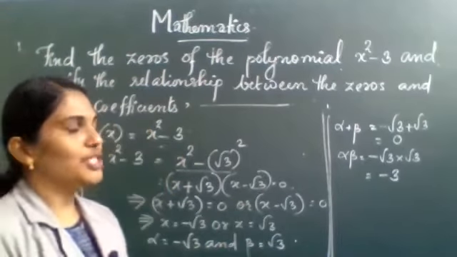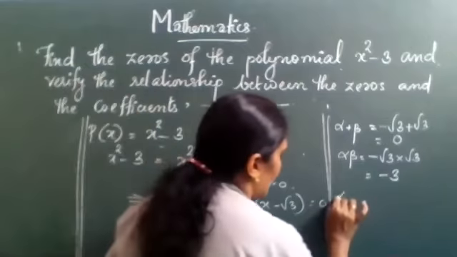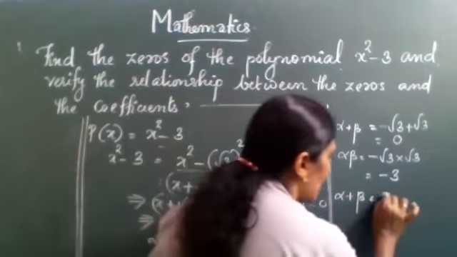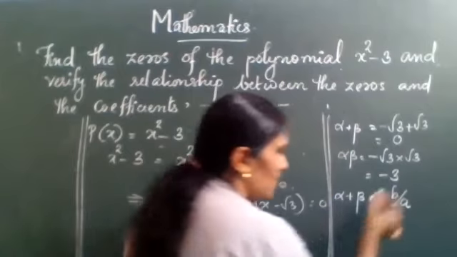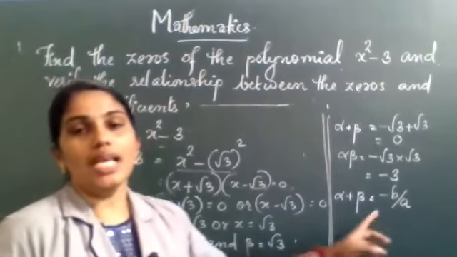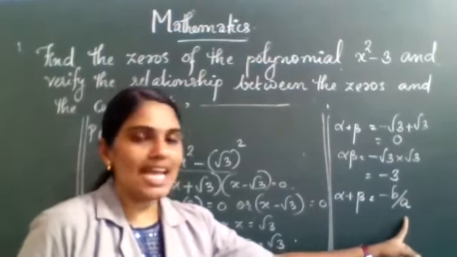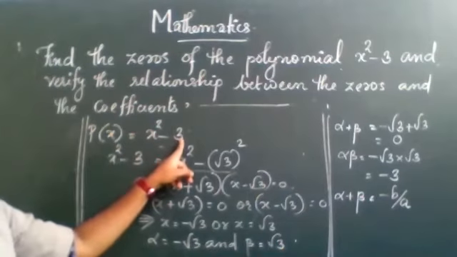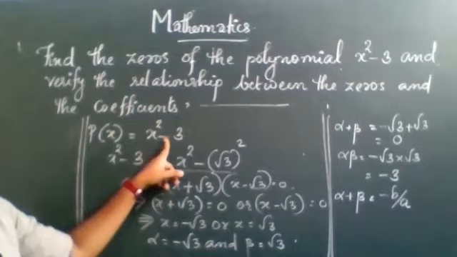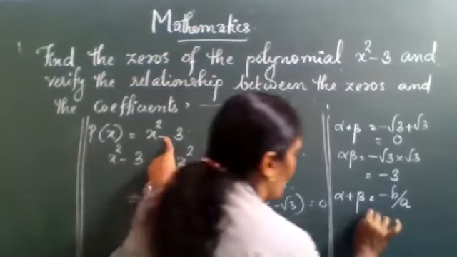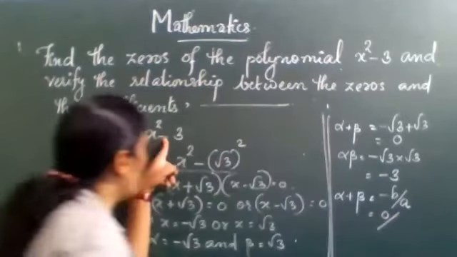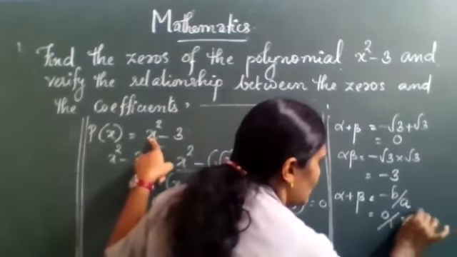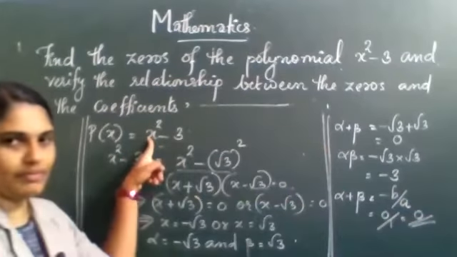Then next we are going to use the relation. Alpha plus beta is equal to minus b by a. You know, b is the coefficient of x and a is the coefficient of x square. Our polynomial is x square minus 3. Here the coefficient of x is 0. So, 0 by the coefficient of x square, which is 1. 0 by 1, we get 0.